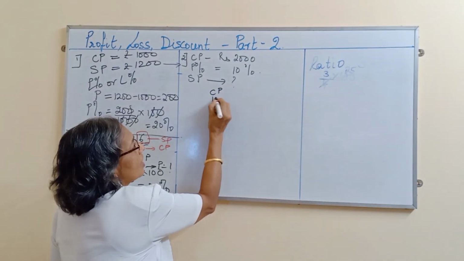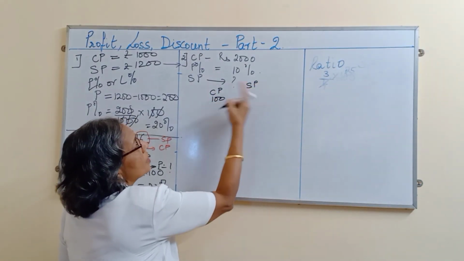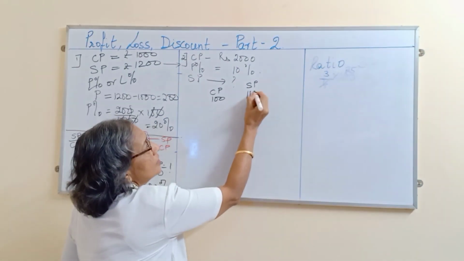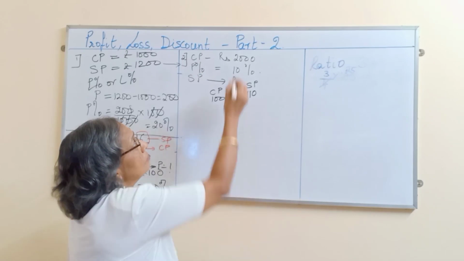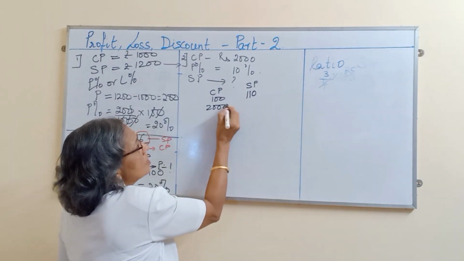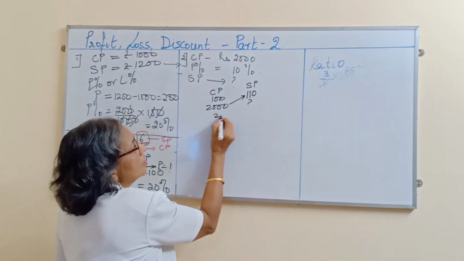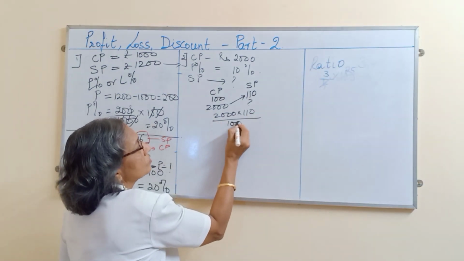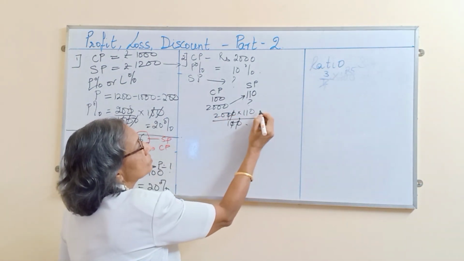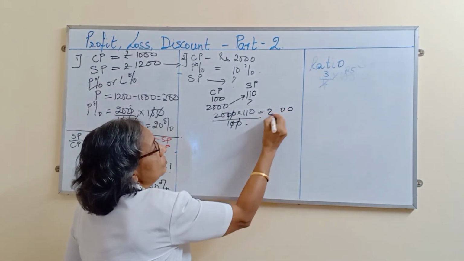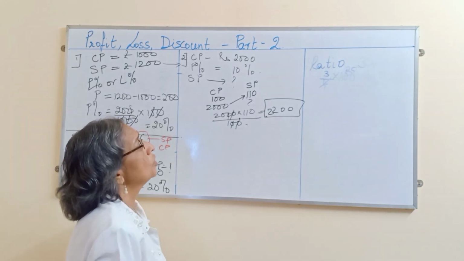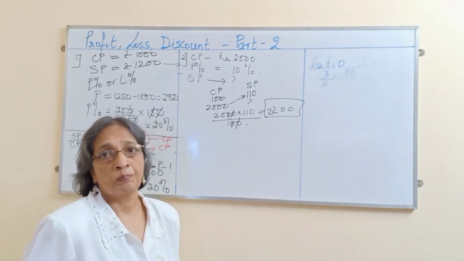My CP is 100. Now SP is a 10% profit. So simply just add that. This becomes 110. My CP is 2000. How much is my SP? Do it by ratios, you'll get this. So 2,200 would be my SP.